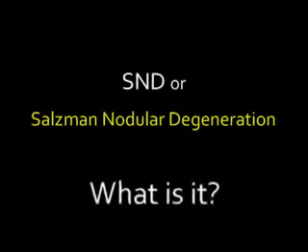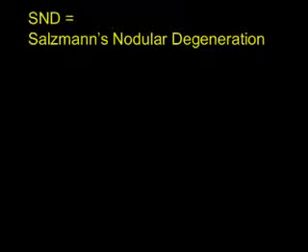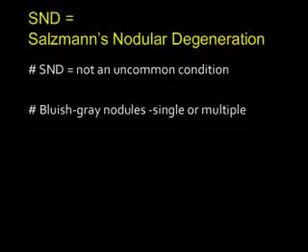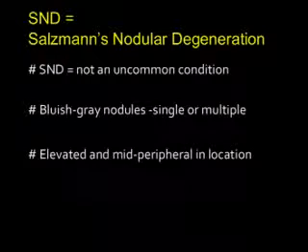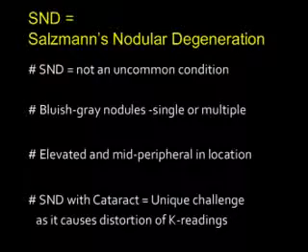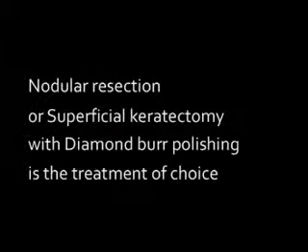What is it? It is typical bluish-grey nodules, single or multiple, often associated with chronic inflammation. They are elevated and located in the mid-peripheral cornea, causing much distortion of K readings. Thus, cataract with SND is a unique challenge. Nodular resection or superficial keratectomy with diamond bar polishing is the treatment of choice.